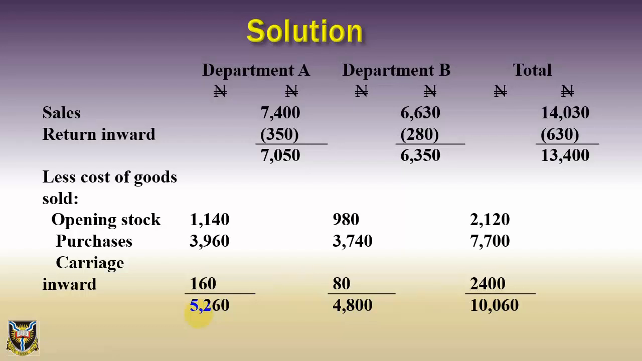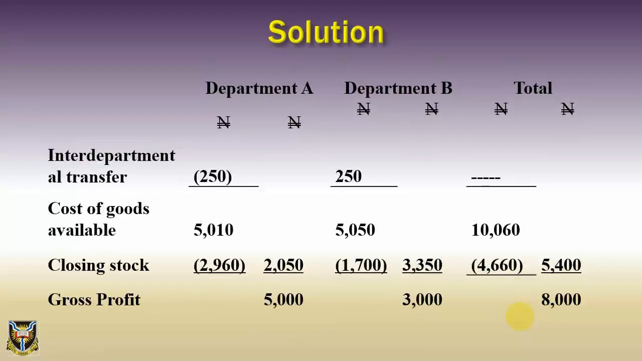Total Department A, 5,260. Total Department B, 4,800, making 10,060. Interdepartmental transfer. Department A, 250. Department B, 250. Total, nil. Cost of goods available. Department A, 5,010. Department B, 5,050. Total, 10,060.